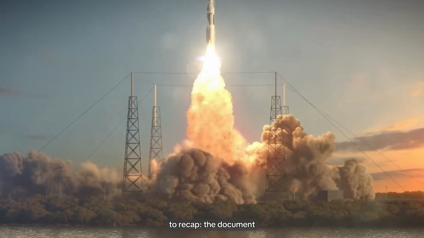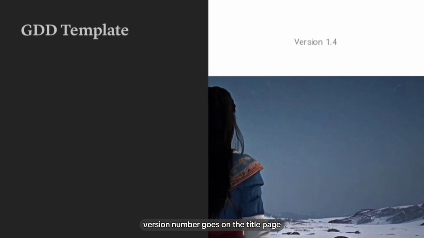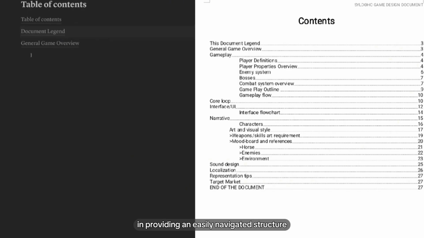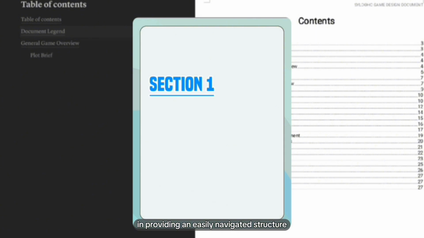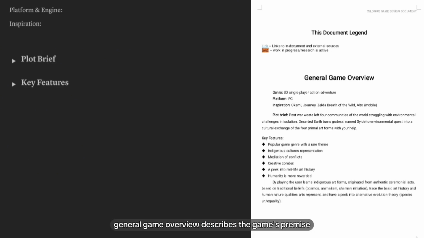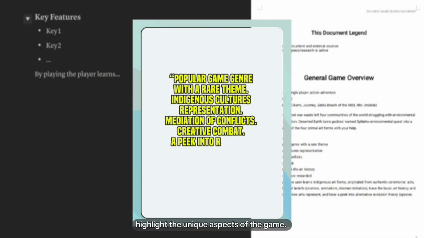To recap, the document version number goes on the title page and updates regularly with backups. The table of contents provides an easily navigated structure. It's clickable if it's a digital document. The use of document legend exists to ensure consistency in formatting. A clear general game overview describes the game's premise. The key features highlight the unique aspects of the game. Now comes the actual document. 1. Gameplay.